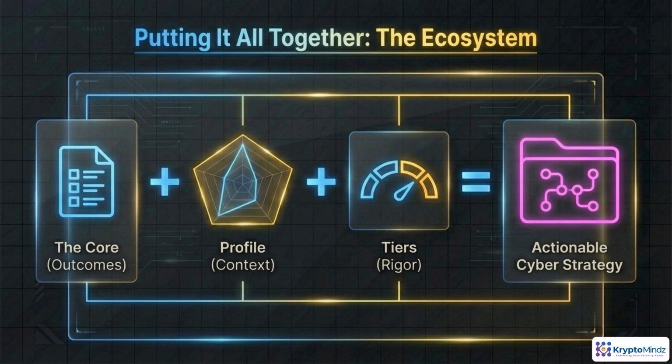Stepping back, think of CSF 2.0 as three pieces you combine into one engine. The core gives you a complete set of security outcomes. What good looks like. Profiles add your unique context. Which outcomes matter most for your business and risk. Tiers describe how rigorously and consistently you manage those outcomes over time. When you connect outcomes, context, and rigor, you move from a static framework document to a living, actionable cybersecurity strategy and roadmap.